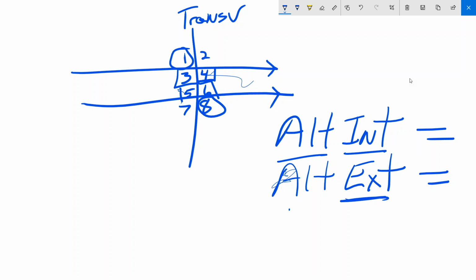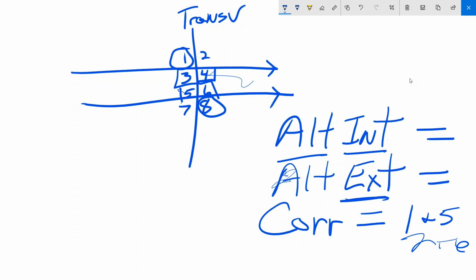Corresponding. Tell me some corresponding angles. Wouldn't they also be equal? 1 and 5, and 2 and 6. Correct. What else? 5 and 7, 6 and 8.